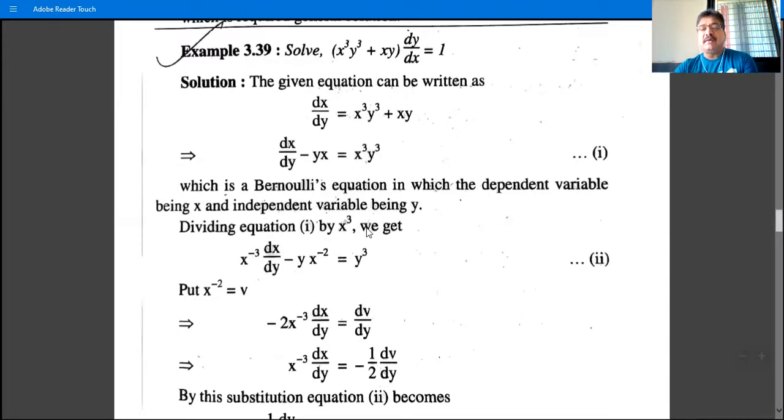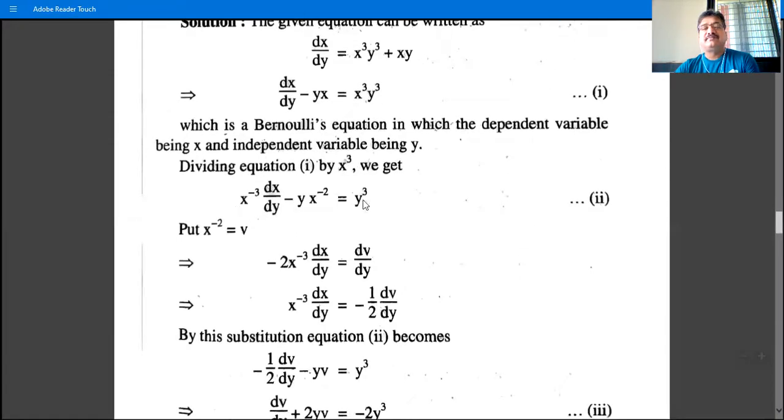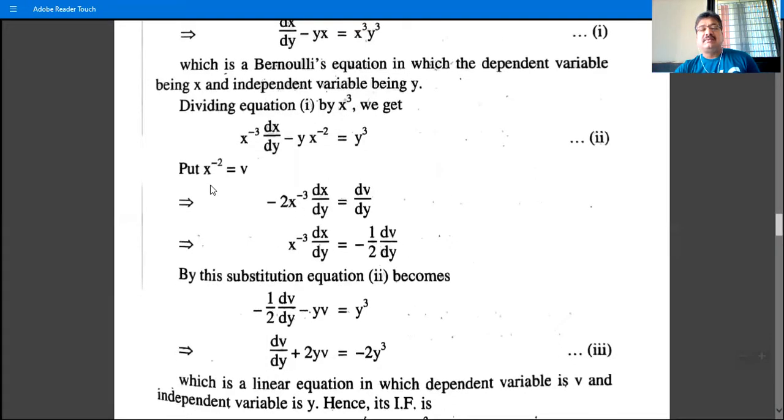So dividing throughout by x raised to 3, we have this. Then substitute x raised to minus 2 as v. So then we have minus 2 x raised to, differentiate with respect to y now on both sides. So x raised to minus 2, derivative is minus 2 x raised to minus 2 minus 1, and into dx by dy, because the derivative is with respect to y, is equal to dv by dy.